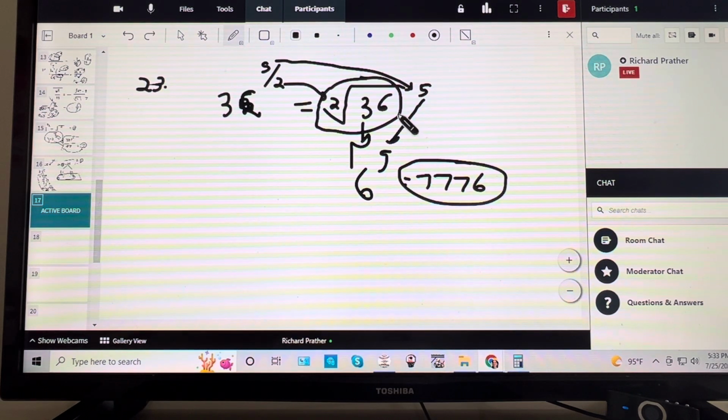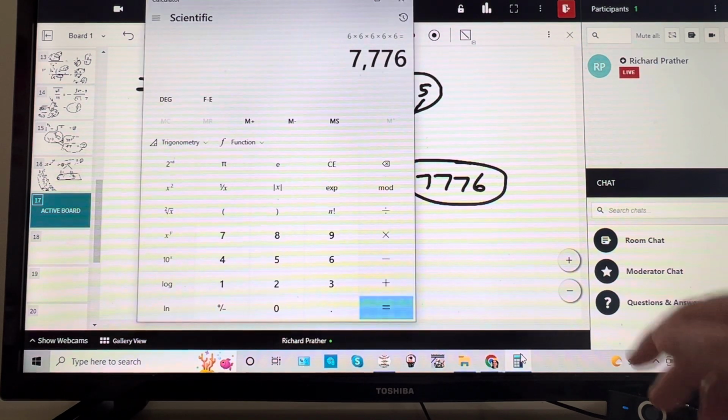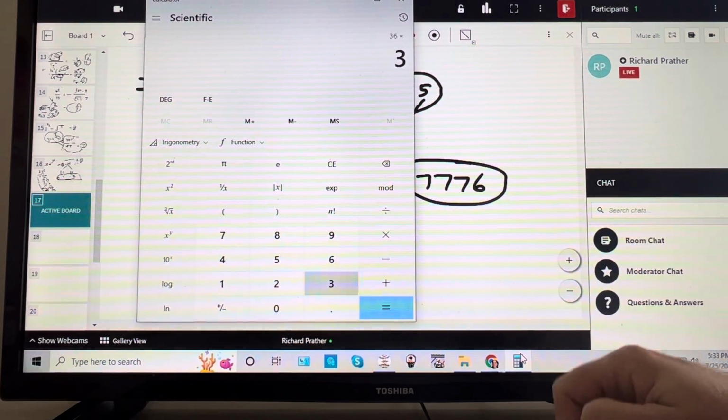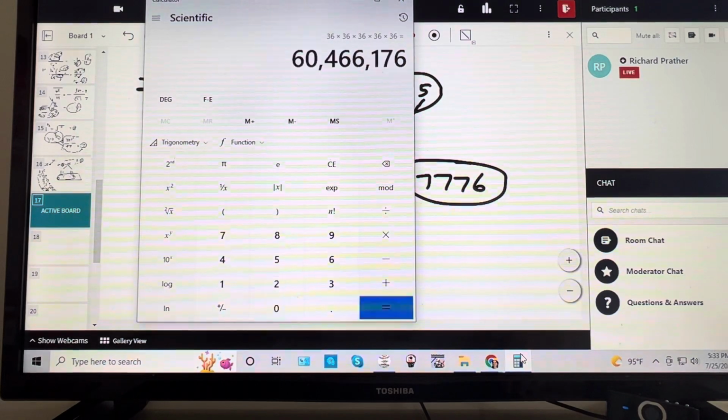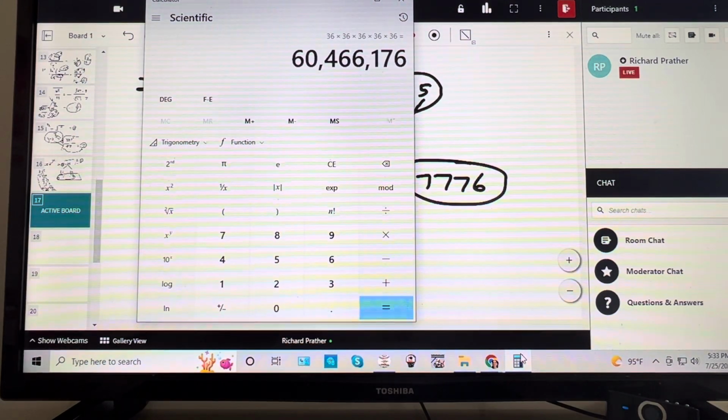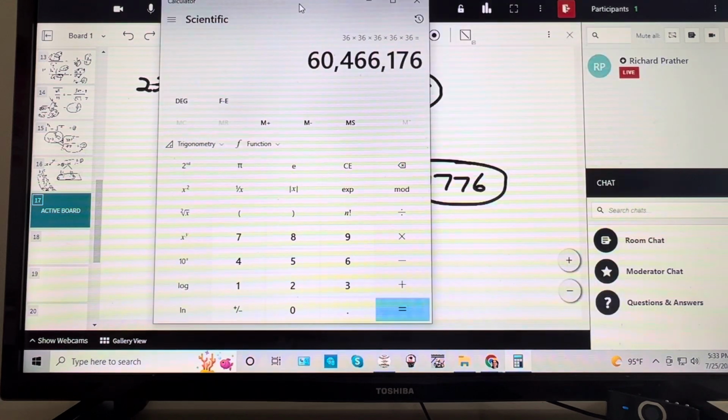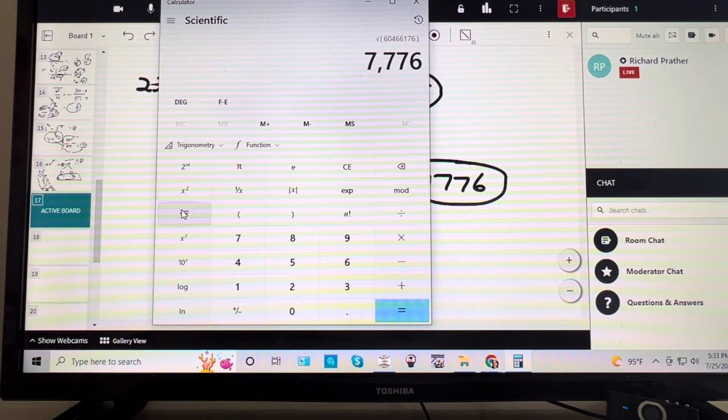See, but the problem is I could have done 36 to the 5th power first. It's just that's going to be a ginormous number. 36 times 36 times 36 times 36 times 36. It's a 60 million number. But then I could do the square root of it. Same answer, 7776. So you can do the power or the root first on these fractional exponents.